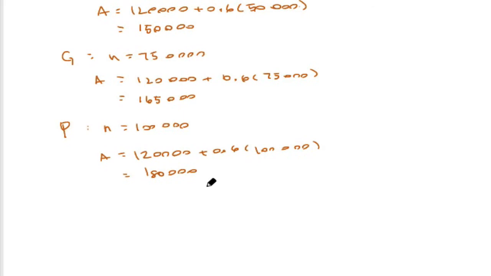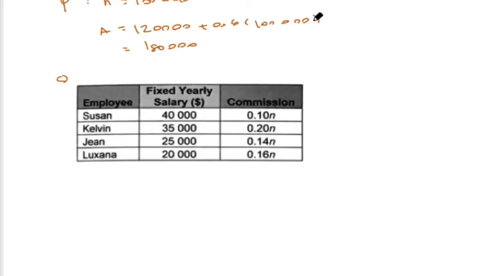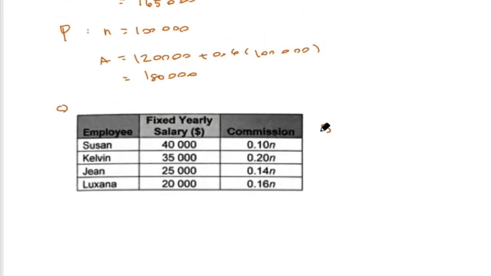Next, in part C, we wanted to determine which employee makes the highest salary at each achievement level. So let's go look at that table again. Okay, and so for our silver, let's try and calculate how much each person would make. So all we need to do is plug in 50,000 to our N here and add these two together. So for first Susan, we get 45,000. Calvin also has 45,000. Jean makes 32,000. And Luxana makes 28,000. So here the people who make the most would be Susan and Calvin.